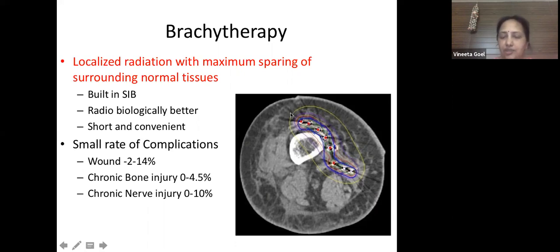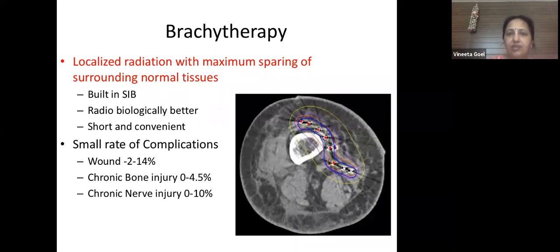This picture is actually showing you a CT picture. This is the bone, probably the femur. This is the sarcoma brachytherapy dose distribution. These red dots are representing the catheters. This blue is the target volume, and this is showing the dose distribution. So you can very well see here that the dose is confined only to the single slice of the tissue which is forming the tumor bed.